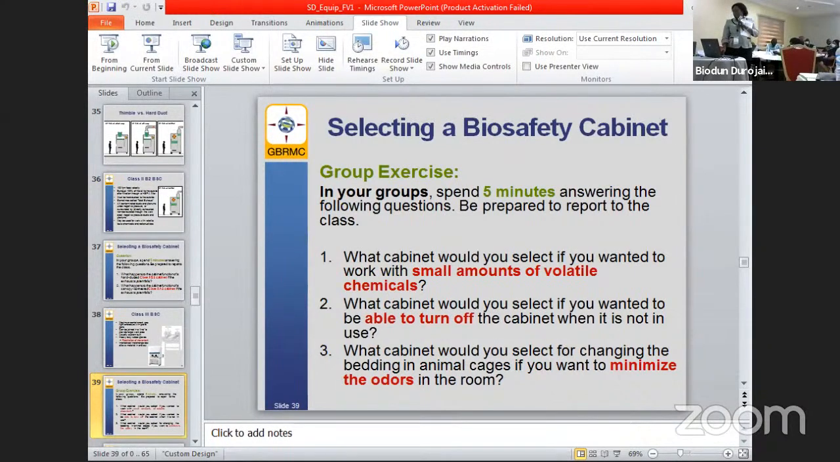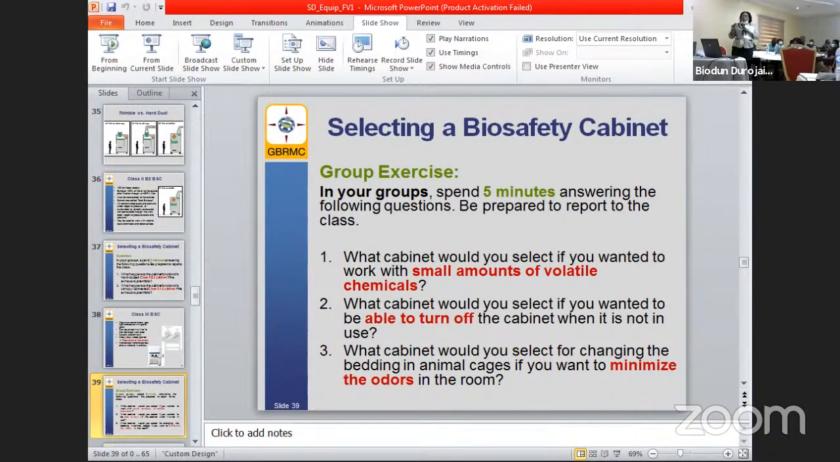and 2B, you have to be careful. You have to switch it off. What cabinet would you select if you wanted to be able to turn off the cabinet when it is not in use? Is there a cabinet that you leave on when it is not in use? No, all of them have to be 2A, 2B.